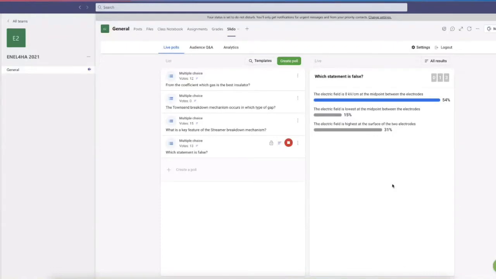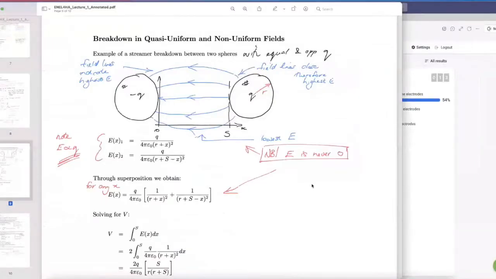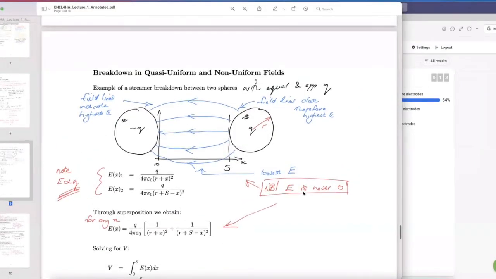Right, is everybody happy that that makes sense? If you're all happy, you can change your statements to show which statement is false or not. Right, let's carry on a bit.